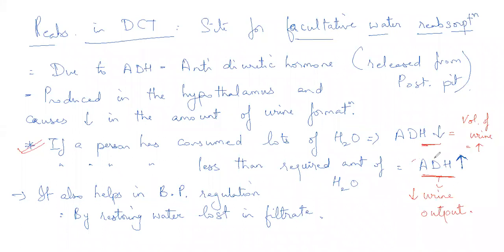So sometimes it lets the volume of urine increase, and sometimes it decreases the volume of the urine. This is known as facultative water reabsorption, meaning depending upon the conditions prevalent. जैसी कंडीशन चल रही होती है उसके हिसाब से वाटर का रीअब्जॉर्प्शन होता है.